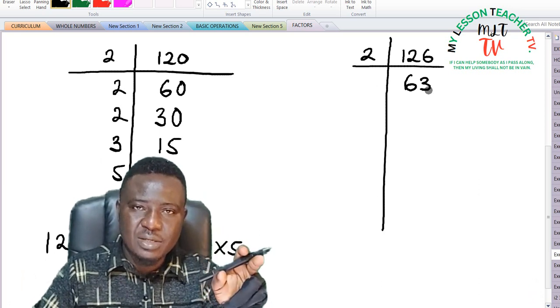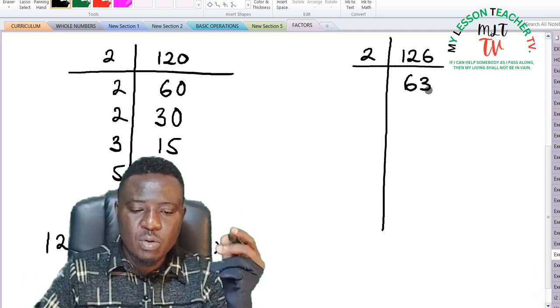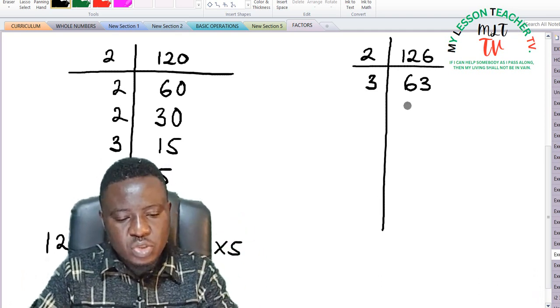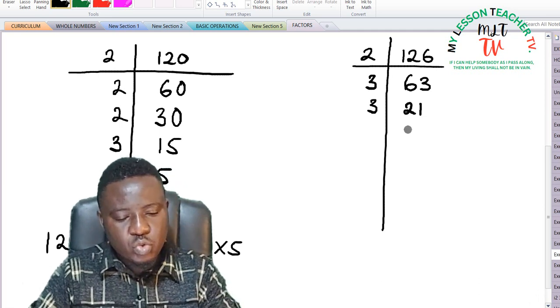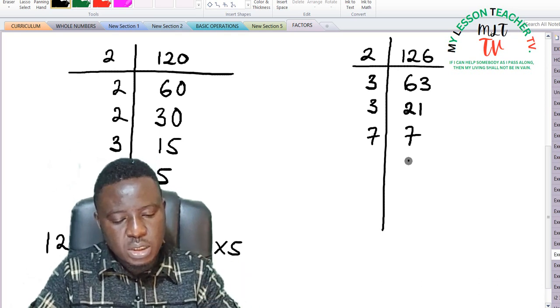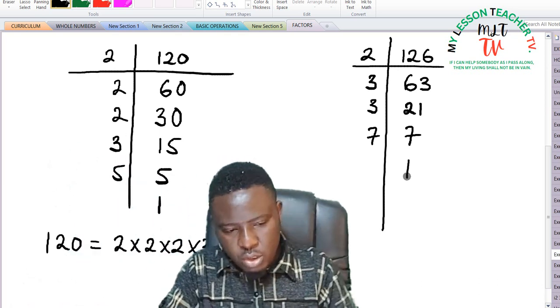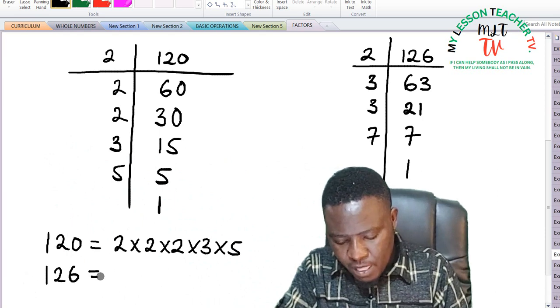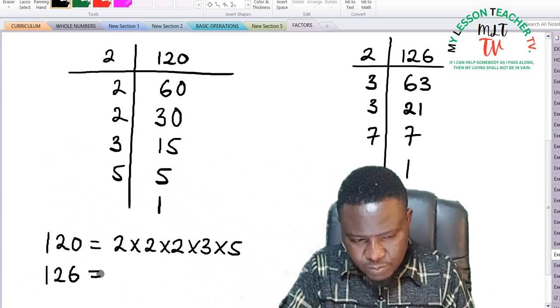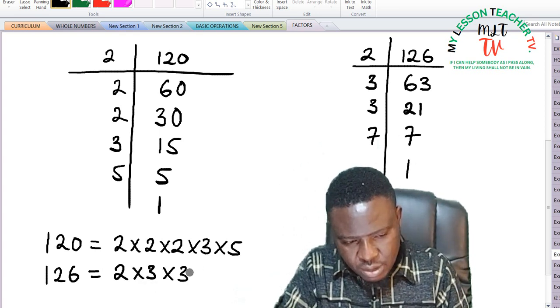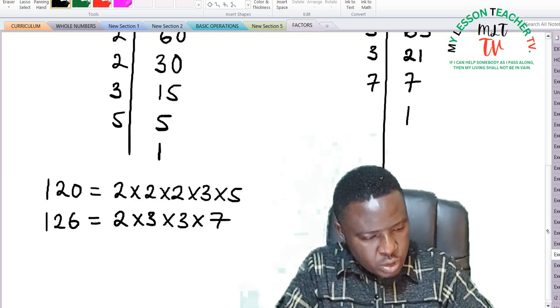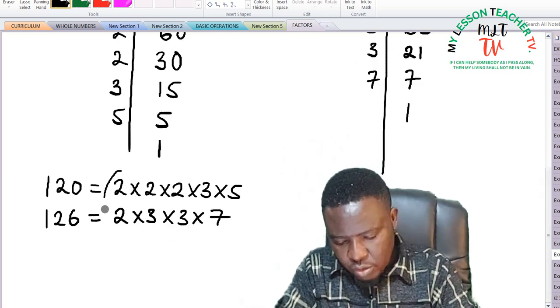6 plus 3 is 9, so 63 is divisible by 3. 3 into 6 is 2, 3 into 3 is 1. Is 21 divisible by 3? Yes, for the same reasons. 3 into 21 is 7. 7 being a prime number is only divisible by itself and 1. So 7 into itself is 1. So 126 expressed as a product of its prime factors is 2 times 3 times 3 times 7.